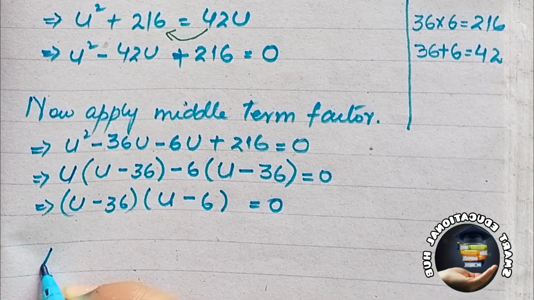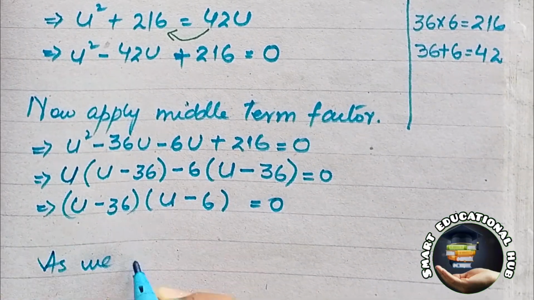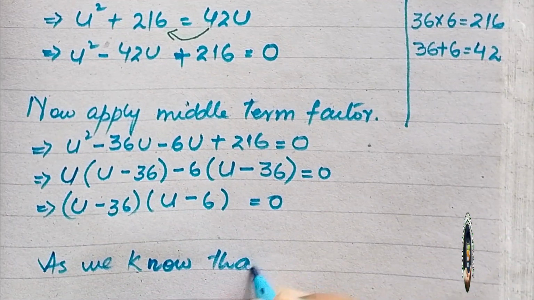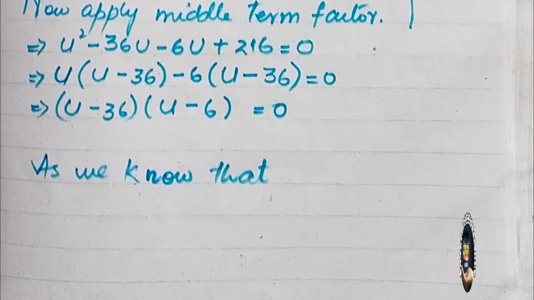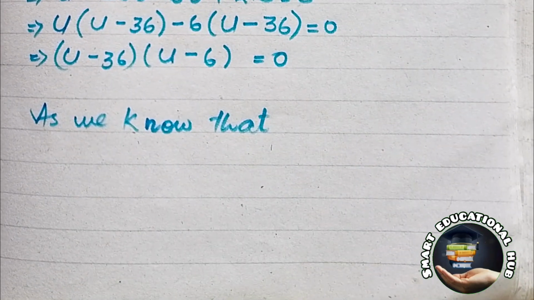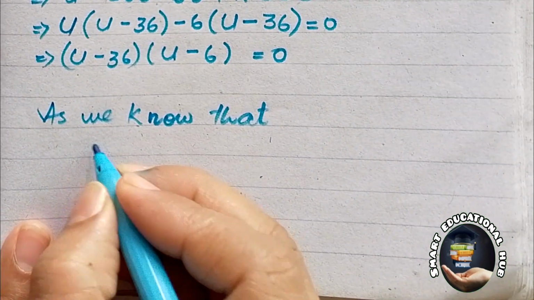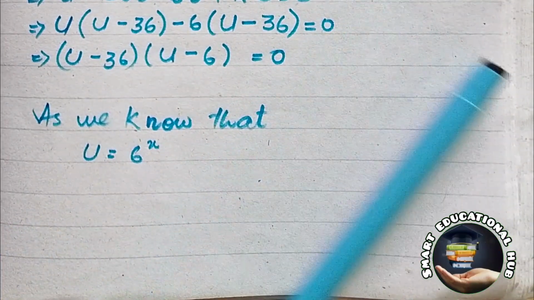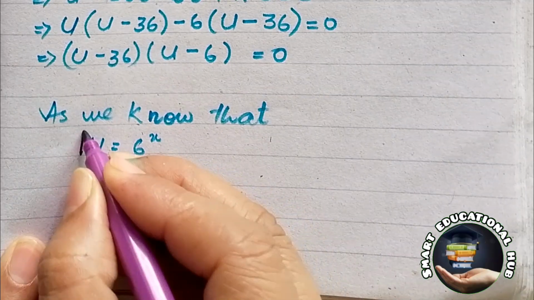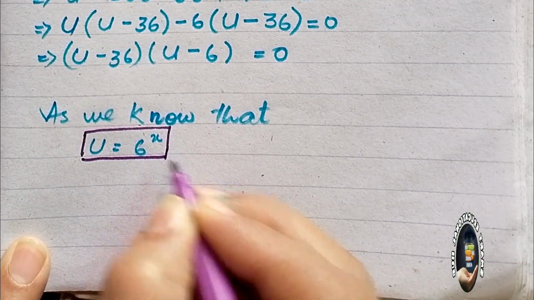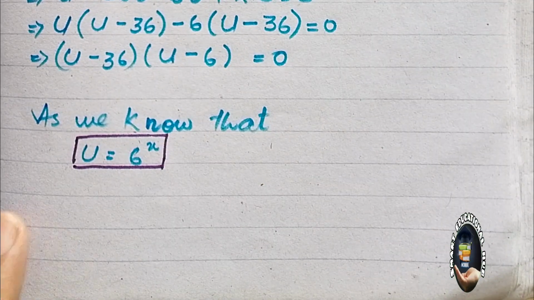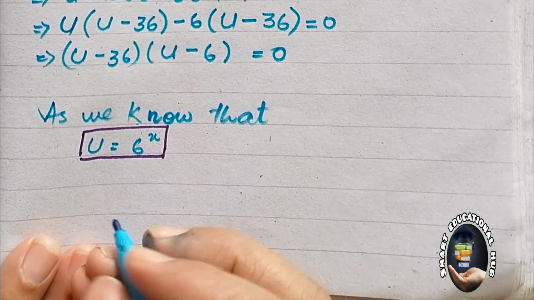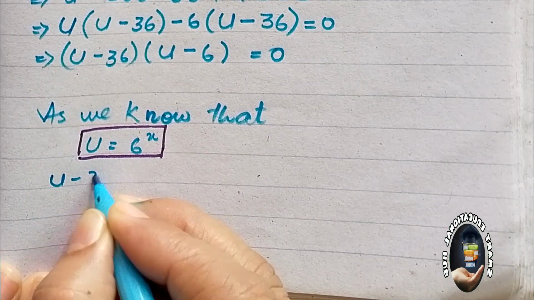So as we know that u equals 6 to the power x, as we know that. Now we will put the value of u in the above equation.